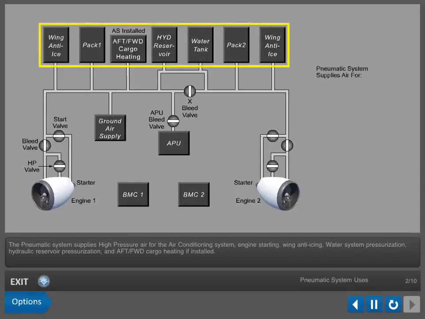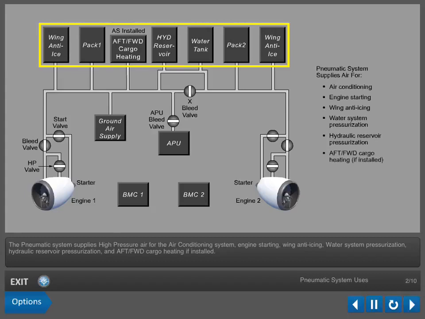The pneumatic system supplies high-pressure air for the air conditioning system, engine starting, wing anti-icing, water system pressurization, hydraulic reservoir pressurization, and aft-forward cargo heating if installed.